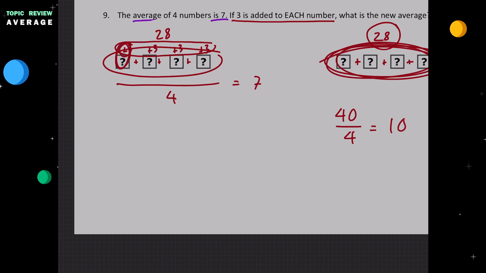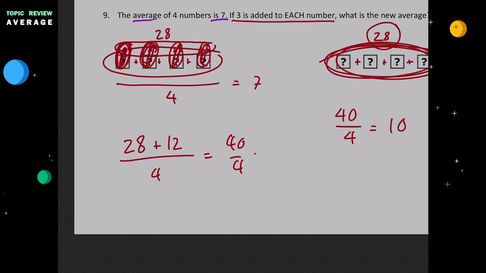So now this is a new number, that's a new number, that's a new number. They all get updated, each of them by 3. So in total, there's a total of 12 extra on top of the 28. So we've got 28 for the 4, and then you add another 12, and obviously there are still 4 numbers. Okay, divide by 4. So 40 divided by 4 gives you 10.